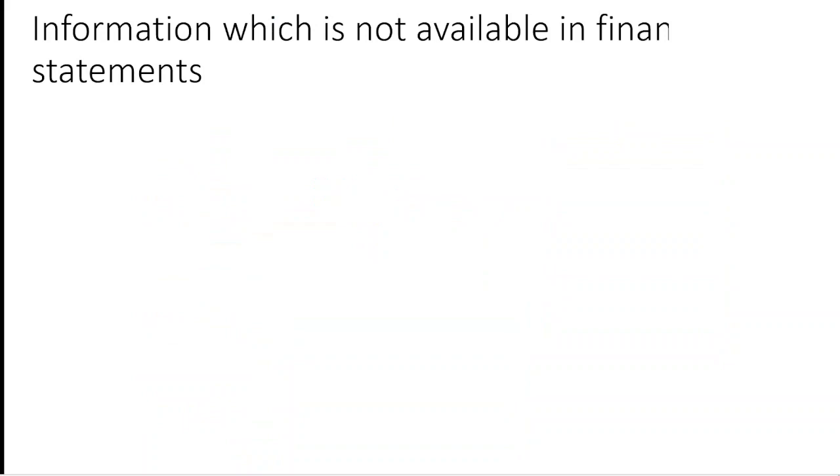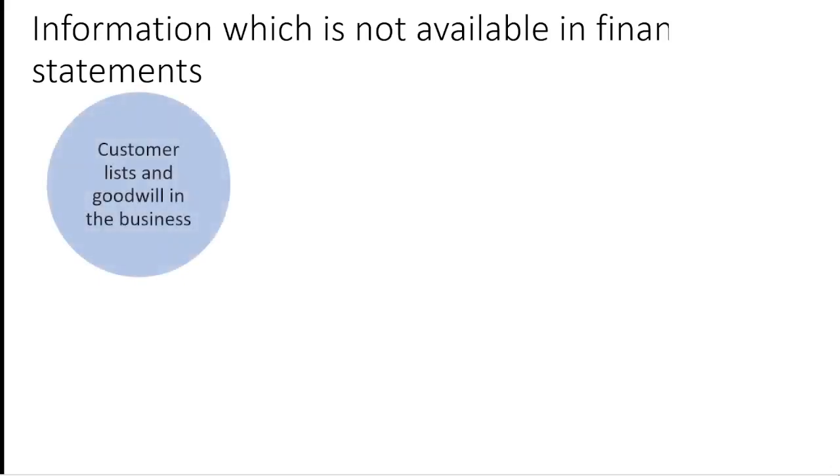Right. Apart from the information which may not be provided by the management and is subjective, there is certain information which definitely is not available in any kind of financial statements. But it's very important to understand the operational efficiency of the company, the valuation of the company, and the performance of the company. So what are they? They are the consumer list and the goodwill in the business.